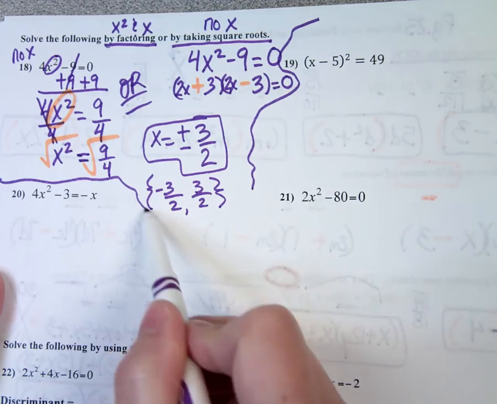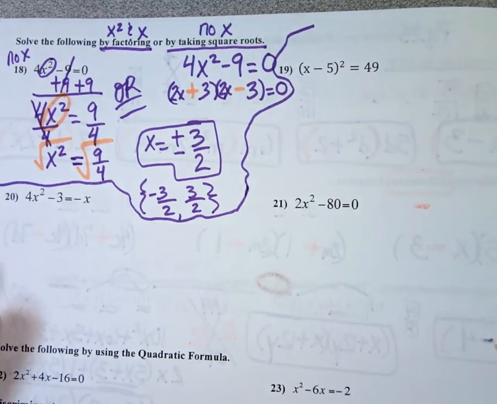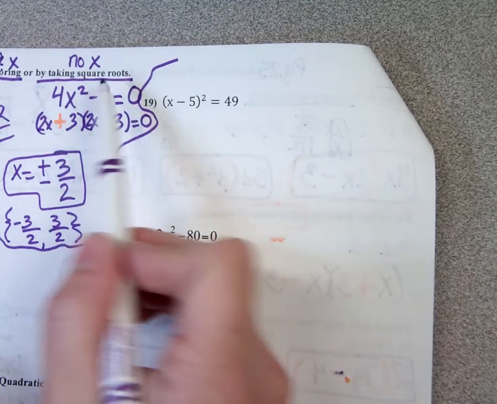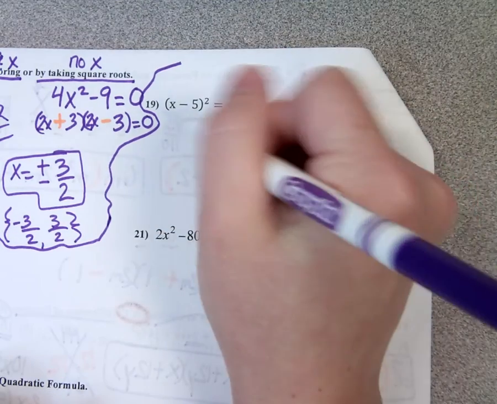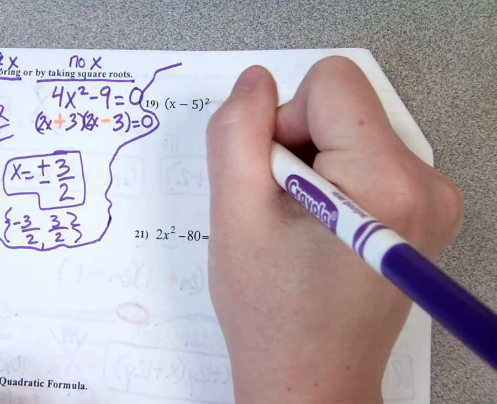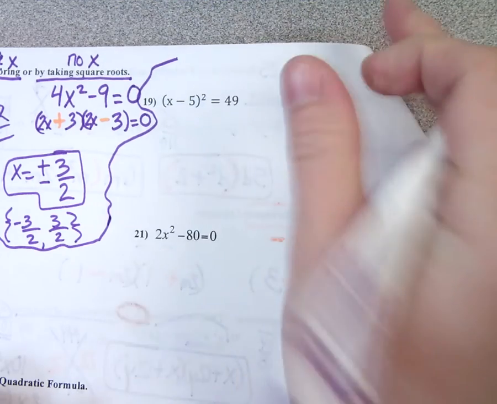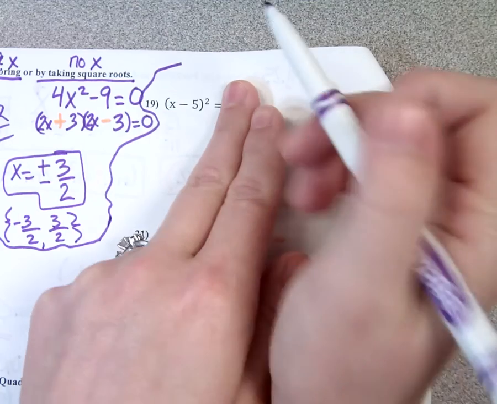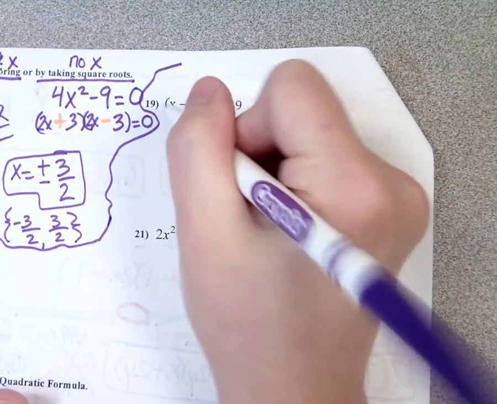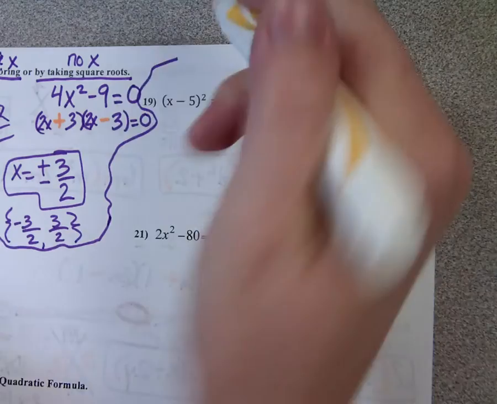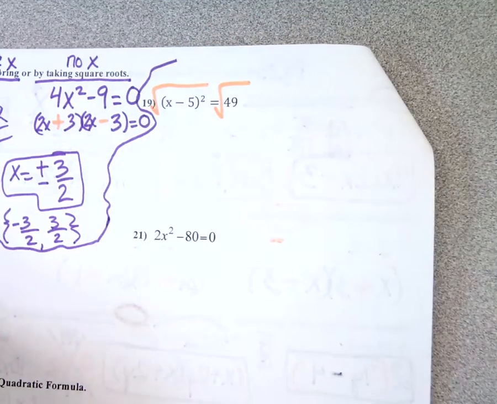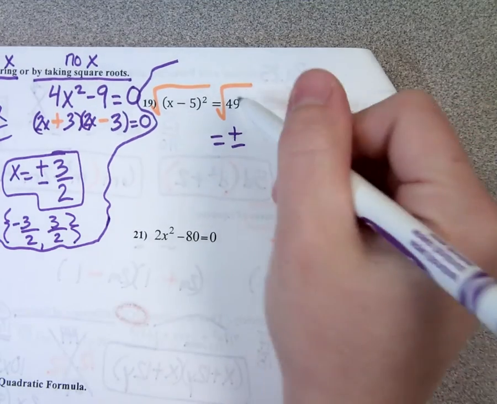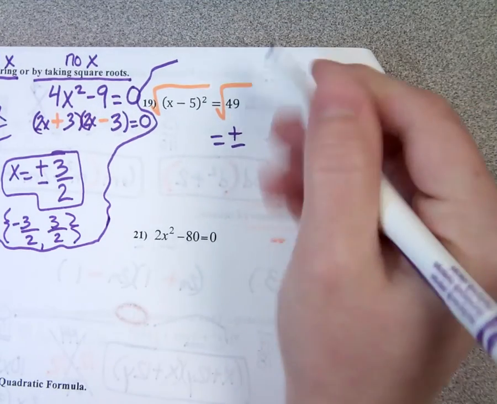Okay, 19. This one's a little different than some that we saw in the lesson when we were doing the square root method. But I am going to solve this by taking square roots because of the squared here. Now, if there was something else on the side with this, I would have to move it. But since there's not, I'm ready to get rid of the squared. So to do that, I square root both sides. Anytime I square root both sides, I am going to have a positive and a negative answer. And what is the square root of 49?